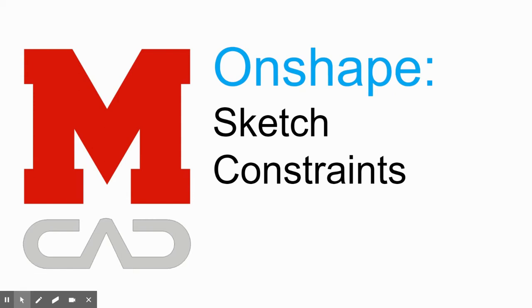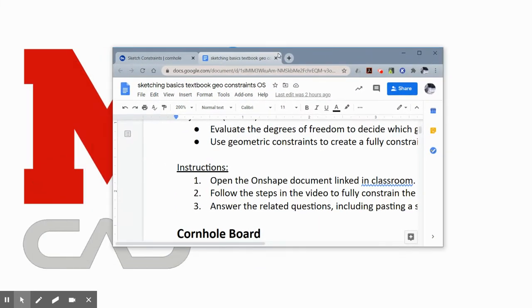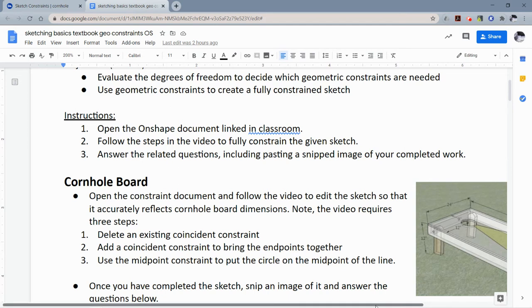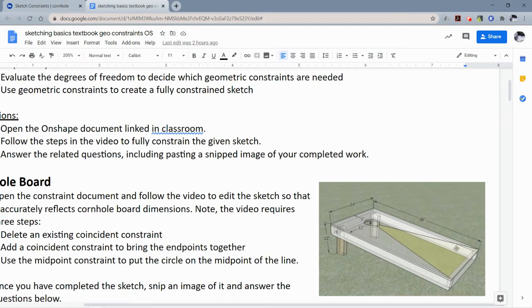So what we're going to first do is edit a sketch for a cornhole board. The worksheet that goes along with this has a drawing of a cornhole board. This is just a game where you try to toss basically a beanbag through the hole here. And these are the dimensions. So just to see what you have going here, you have a 2 foot by 4 foot board with a circular hole near the top.